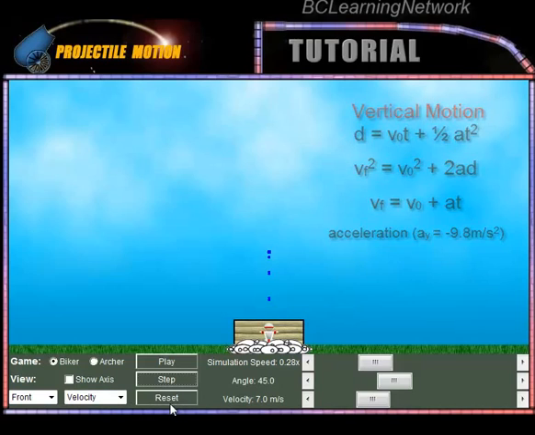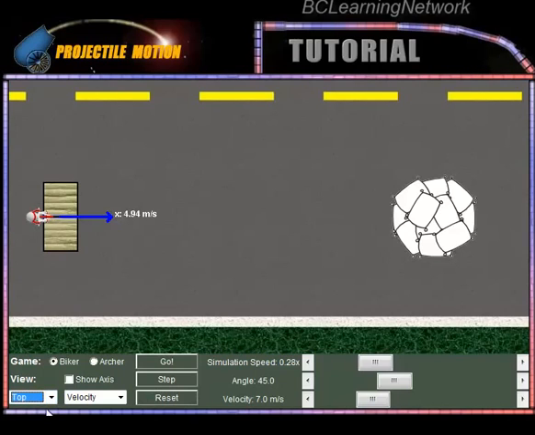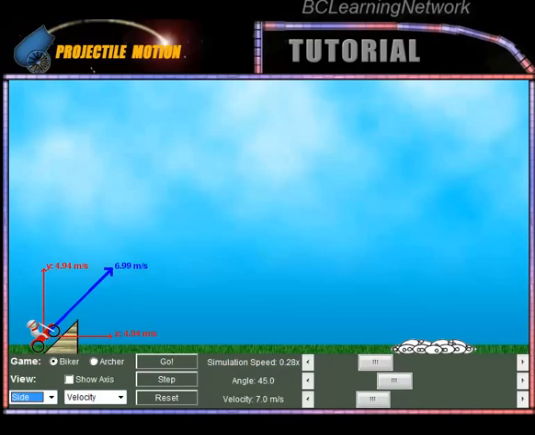Now, the thing is, this is actually projectile motion. So let me hit reset and show you exactly what happened. This is actually the front view of our motorcycle. Originally, we had the top view of our motorcycle, but if I look at it from the side, this is the exact same motion that we just witnessed from the side view.